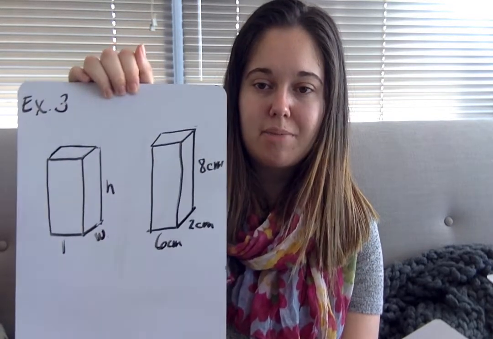Okay, hopefully you just finished exercise 2. I'm not going to tell you the answers this time because I think you should have it. If you do need the answers, just to make sure you're on the right track, let me know and I'll send that to you. Looking now at our final example, example 3. Looks something like this. Length, width, height, and then you've got 6 centimeters, 2 centimeters, 8 centimeters.